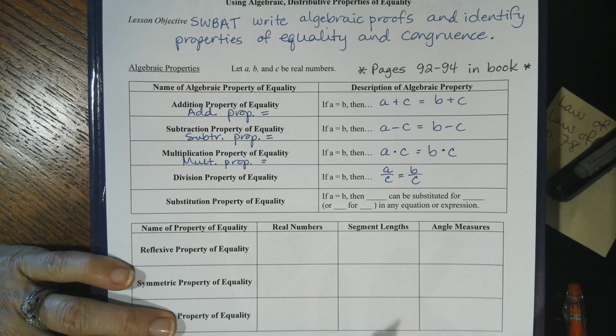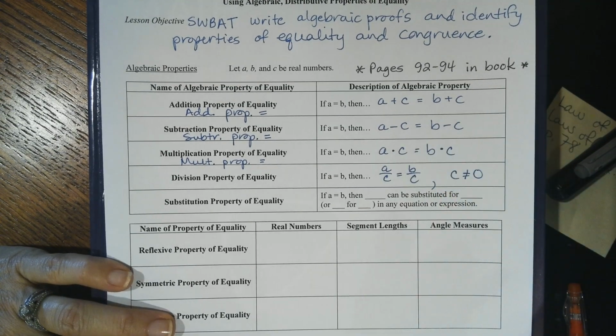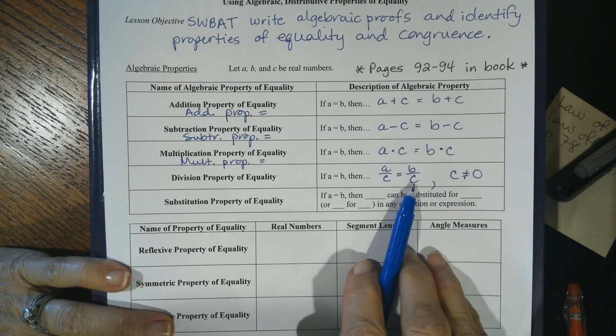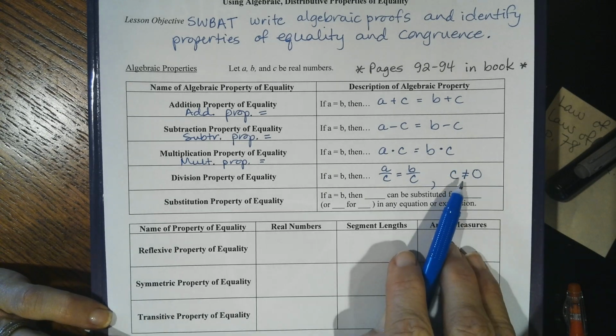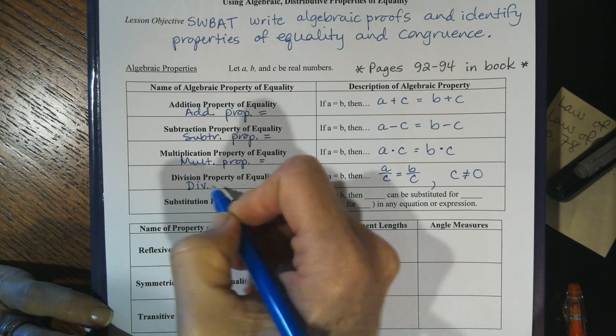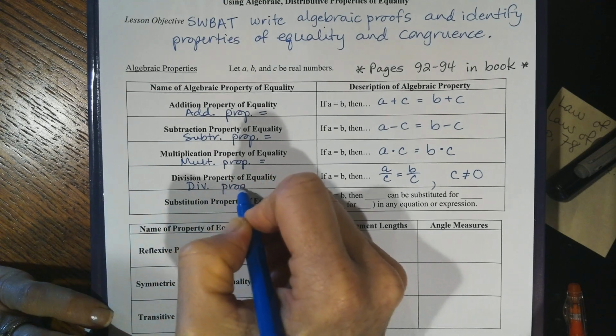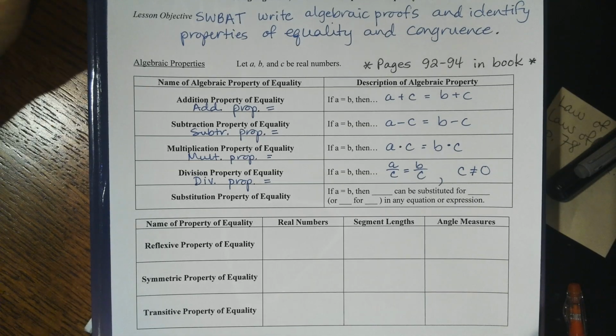But here we have to say one thing. We have to say that C cannot be equal to 0, so that you don't divide by 0. If you've never seen that symbol before, it's an equal sign with a slash, meaning not equal instead of equal. And again, you can abbreviate this to div prop equals. We'll all know what that means.